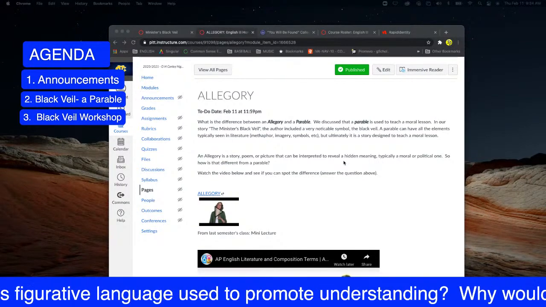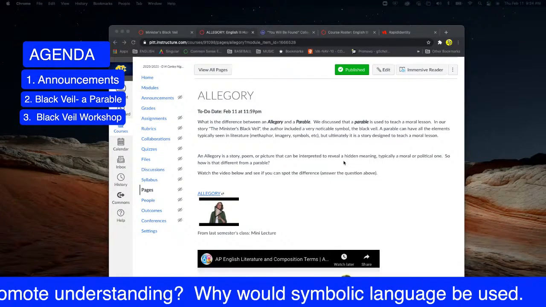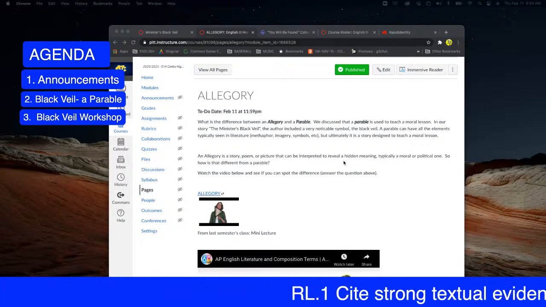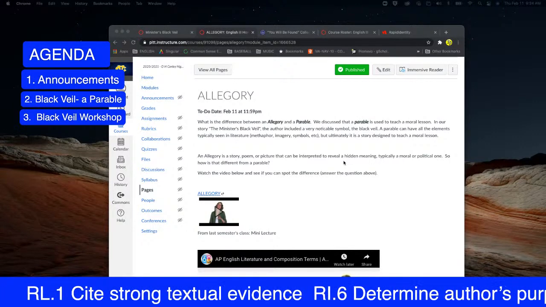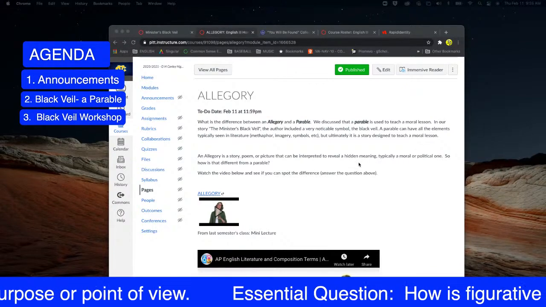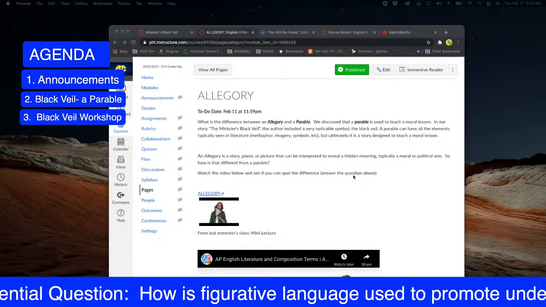A parable can have all the elements I do want you to see that, typically seen in literature: metaphor, imagery, symbols, etc. But ultimately, it's a story really just teaching a lesson. All right, so what is an allegory? An allegory also, most of the time, will teach a lesson or show something, but it's different from a parable.